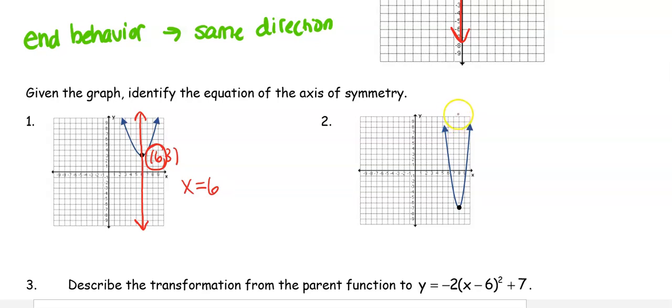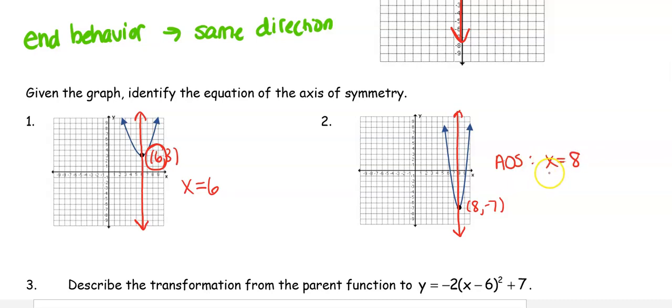Number 2, same thing. I'm choosing that vertical line that's going through the vertex. Now the axis of symmetry is actually an invisible line that goes through. I should be drawing these lines dashed. I look at this and I'm over 8 and I'm down 7. So the coordinates of my vertex are at 8, negative 7. So my axis of symmetry is x equals 8.